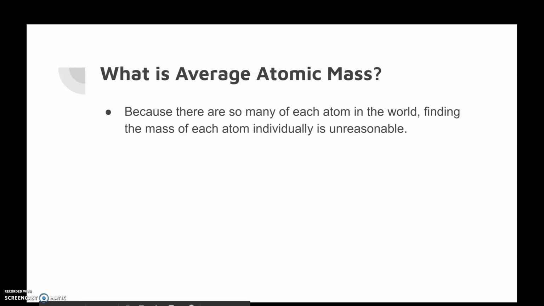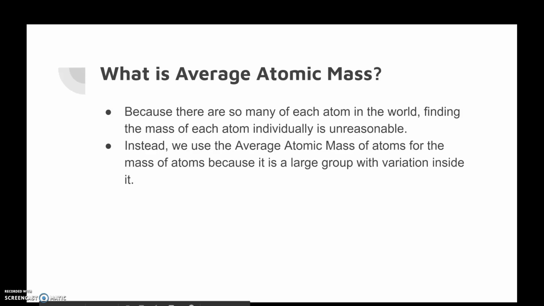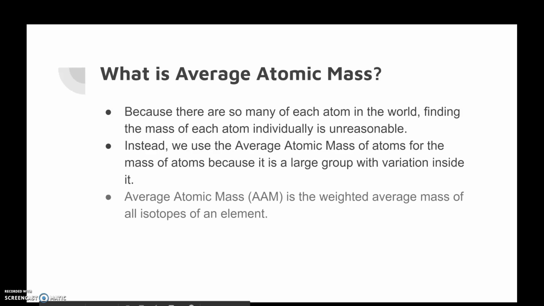Well, because there's so many different atoms of one element in the world, finding the mass of each atom individually is unreasonable. Instead, we find the average of all the masses of all the atoms that exist in the world. Therefore, AAM, or average atomic mass, is the weighted average mass of all the isotopes of an element.